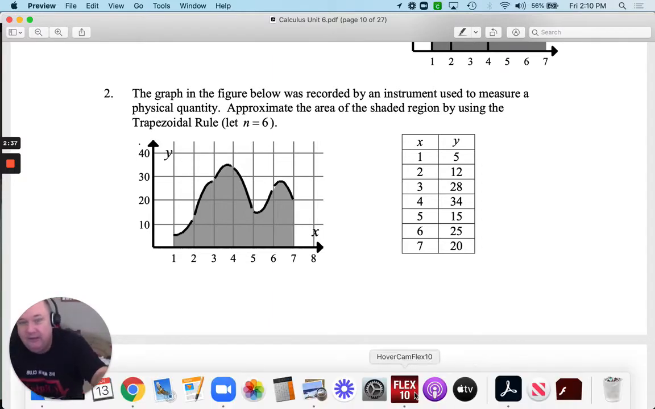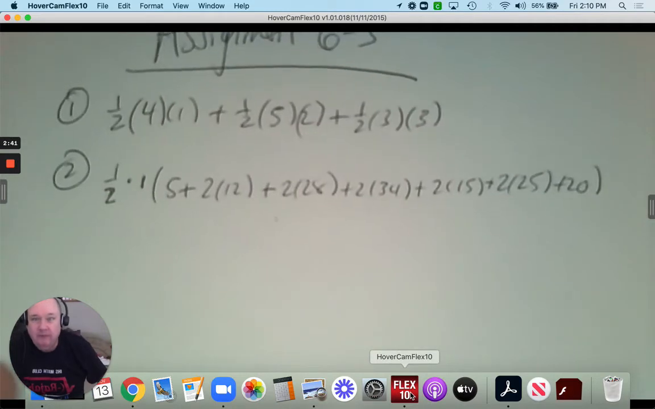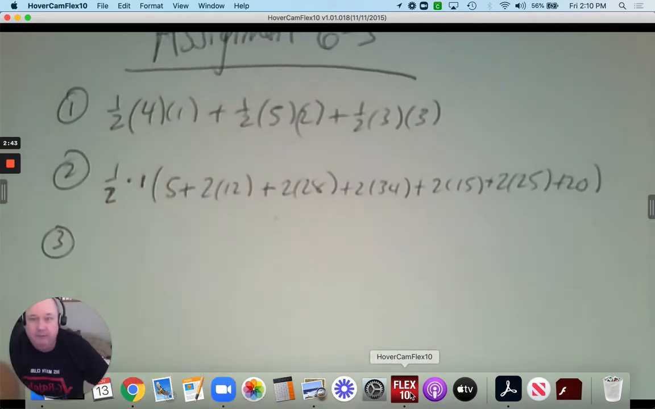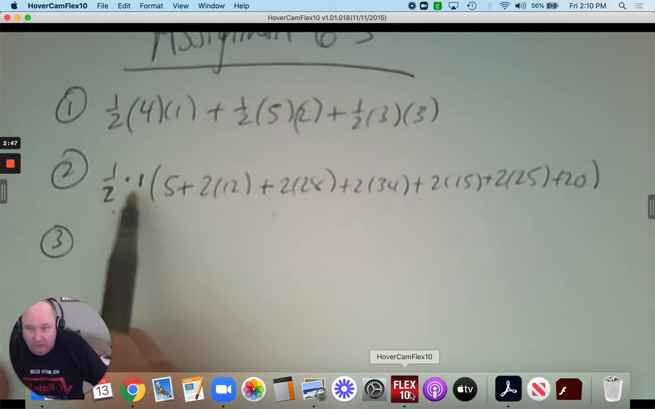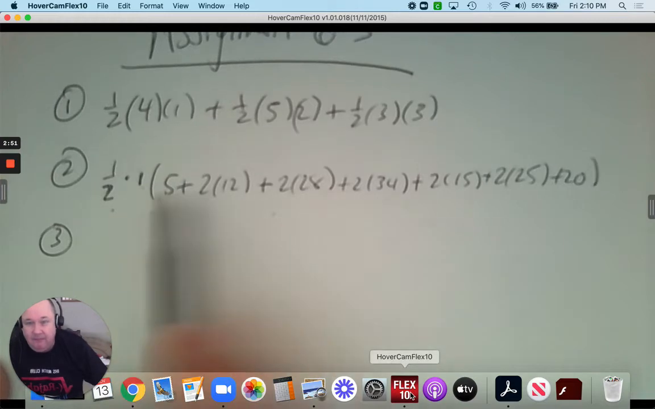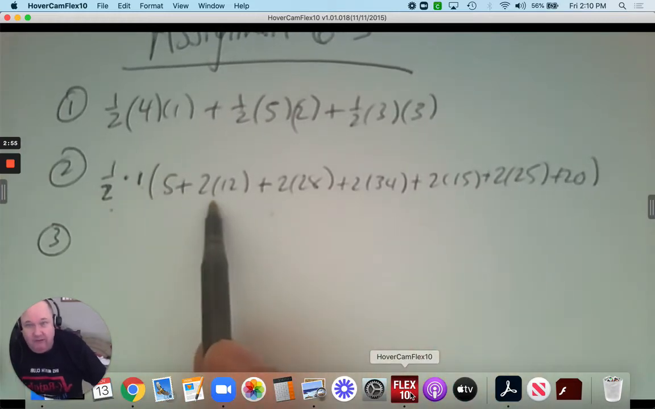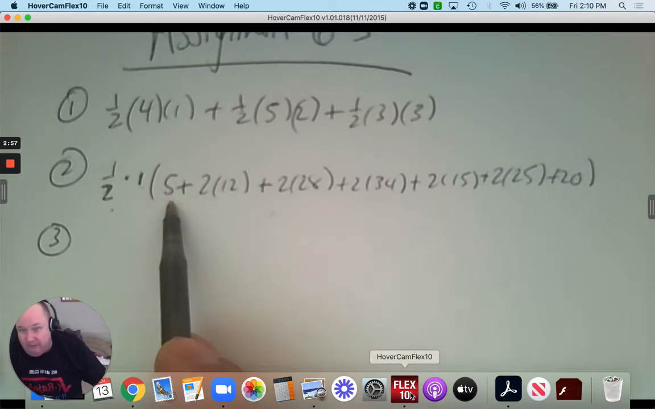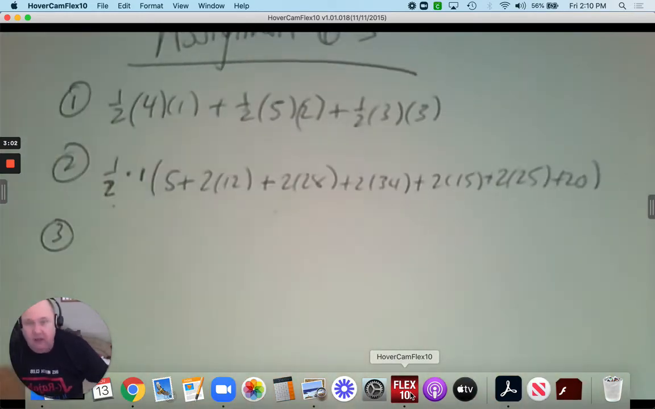This is what it looks like. Don't even bother simplifying it. But there, the formula is 1/2, and all the heights or widths are the same, so they all share 1. And then the bases, if they share a base, then you double it. So the very beginning and the very end are not shared. Everything else is doubled. All right, number 3.